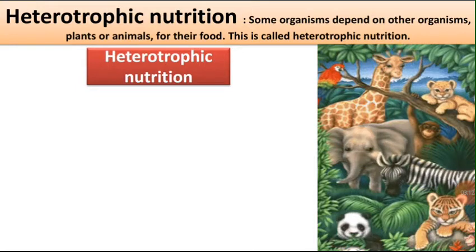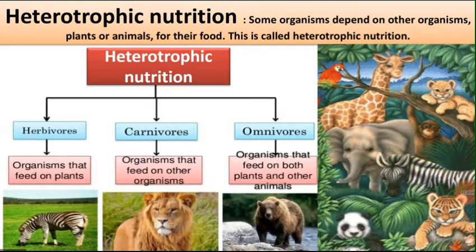The second, the heterotrophic nutrition. Some organisms depend on other plants or animals for their food. These are called heterotrophic nutrition. That means the animal or plant which depends on the other is called heterotrophic nutrition, as you can see in these pictures.